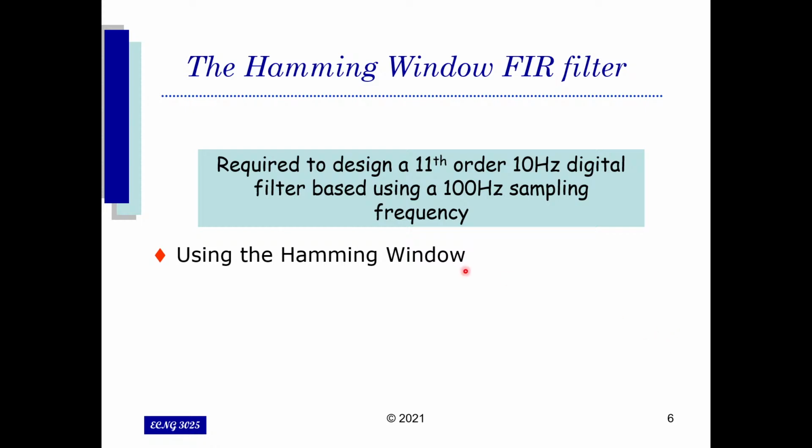Now we're moving on to designing the 11th order Hamming window for our 10 Hz digital filter design using the sampling frequency of 100 Hz. We need to have the windowing function to begin with before we can actually design this window in particular. So for the Hamming window, we can use the generic window function here, which is 0.54 plus 0.46 cosine of 2 pi n divided by N minus 1.